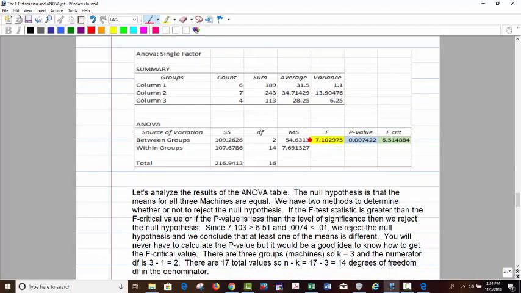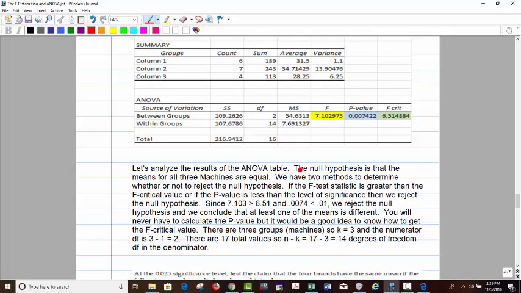So here's the F test statistic, which is actually the MS between divided by the MS within groups. So you took the top number divided by the bottom number. That would be the number here in yellow. So there's 2 ways to do this, just like we've always had before with hypothesis testing. If the F test statistic is greater than the critical value, we're going to reject. So the critical value is 6.51.